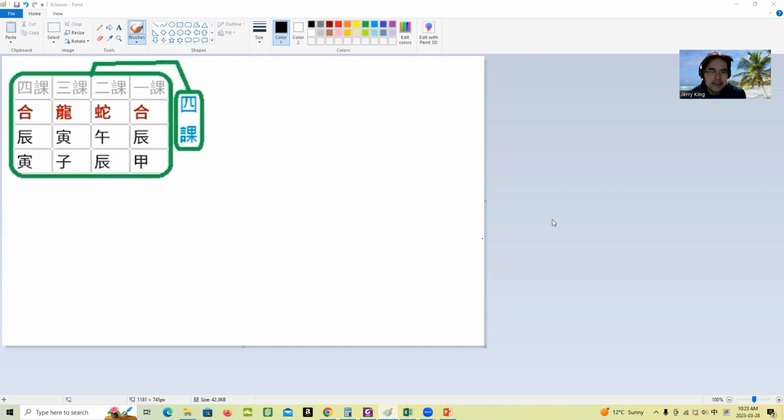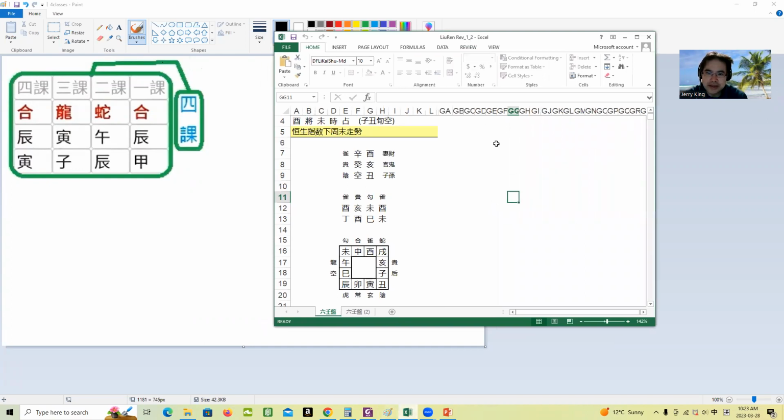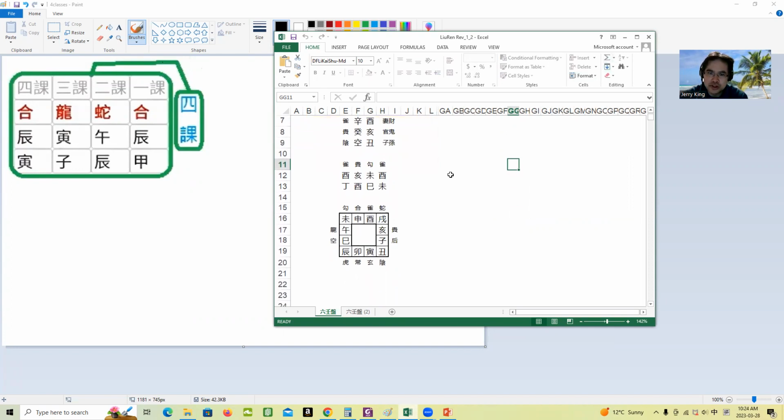So, one thing I was looking at was the configuration of the four classes, and it's something very trivial, something minor. Basically, Liu Ren, the four classes, is one of the components of the whole chart, right? So you've got the heaven and earth plate, and then the four classes located here.